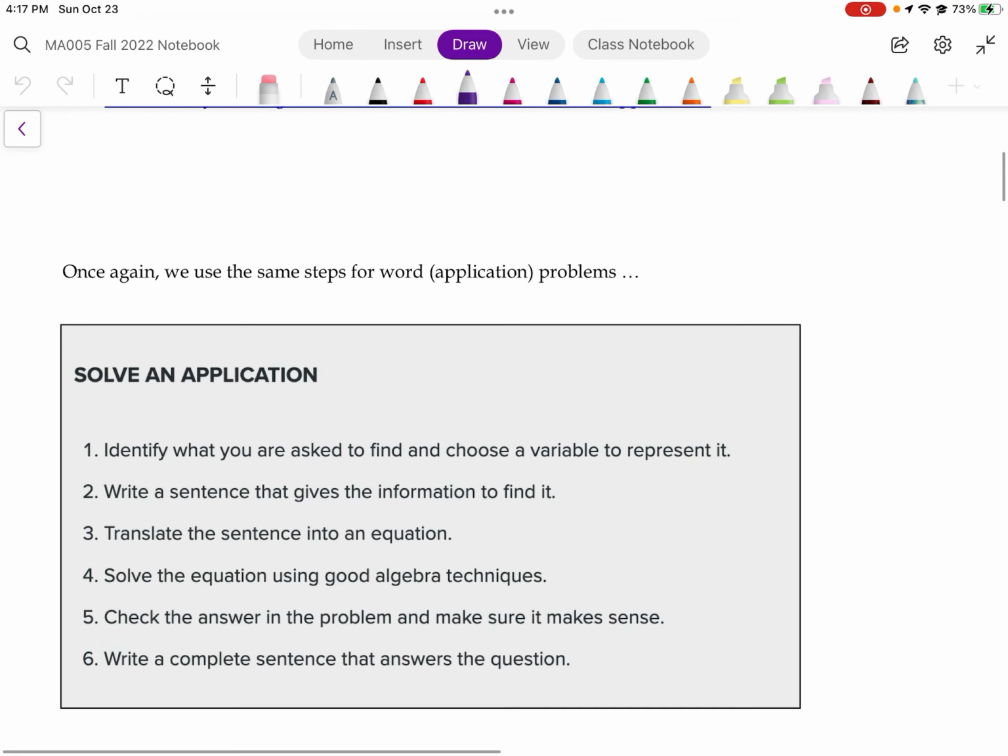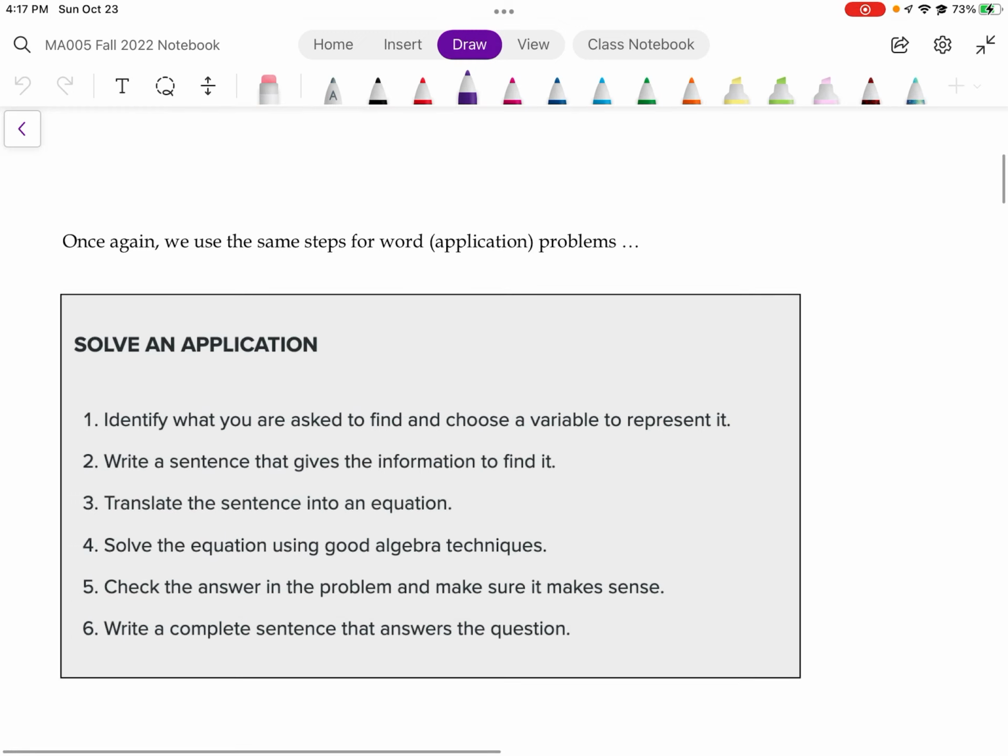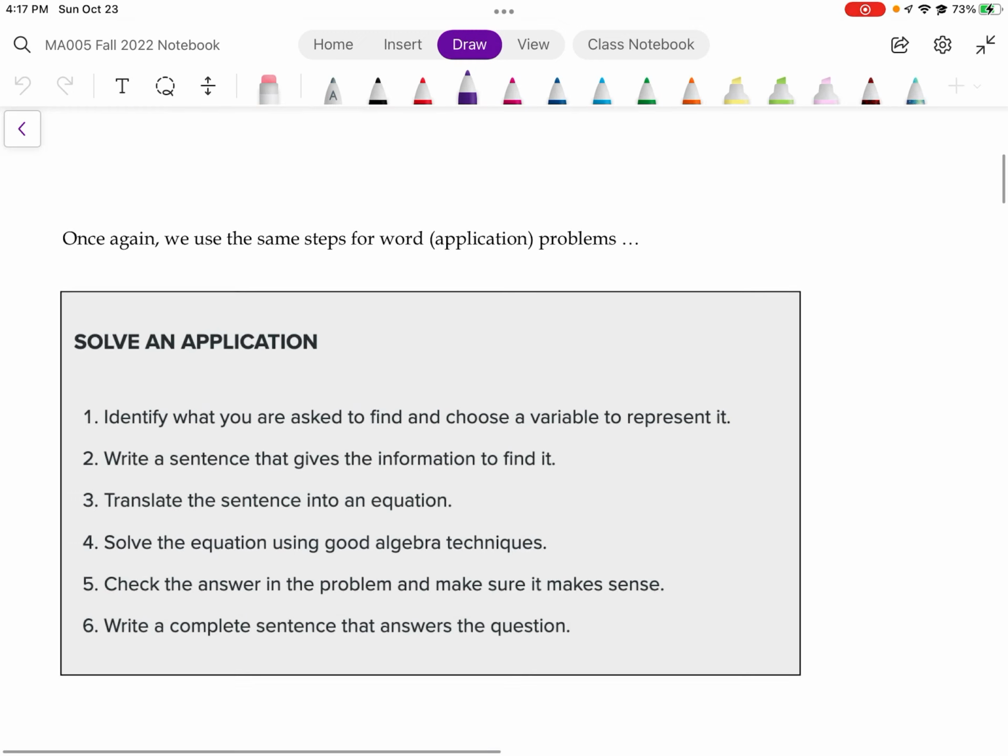All right, so once again, we're going to use the same steps for word problems, which are called application problems or story problems. Same steps. Take a look, pause the video.